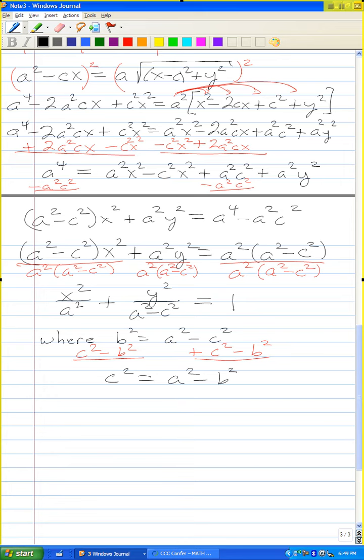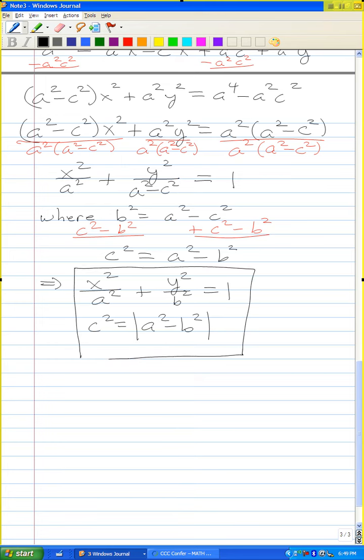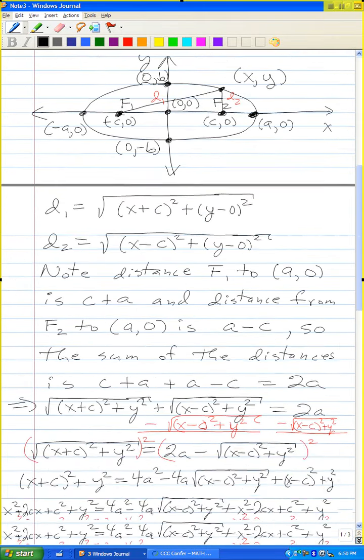So I get from here finally that the equation for my ellipse is just x squared over a squared plus y squared over b squared equals 1, where c squared is a squared minus b squared in absolute value. And so that is the equation of an ellipse centered at the origin.